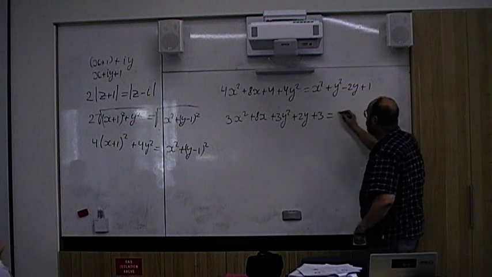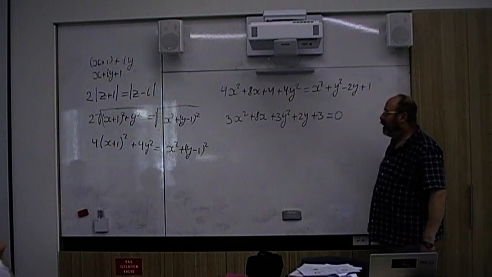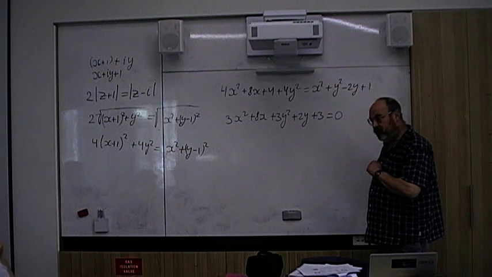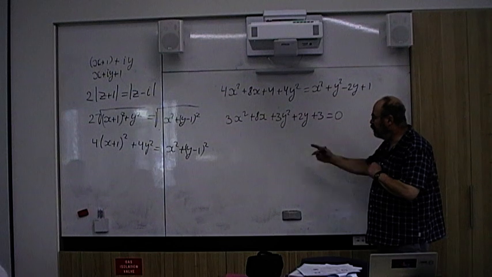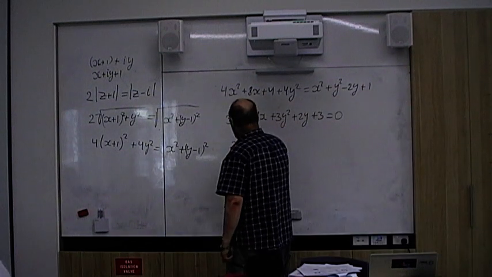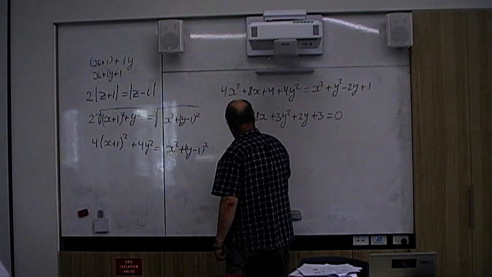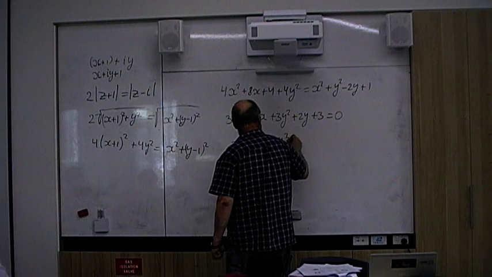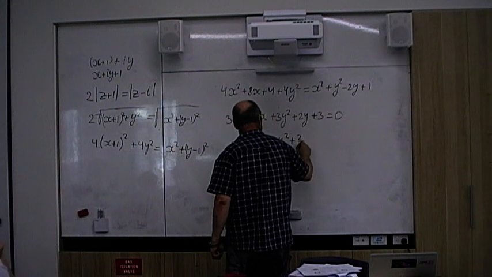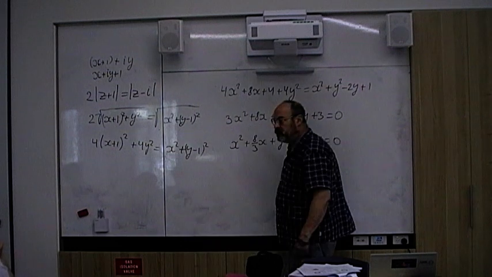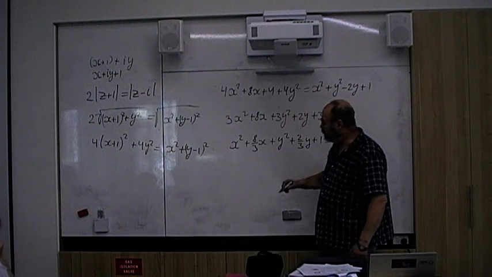4 minus 1 equals 0. And you just complete the square now? Now, let's divide everything by 3 to make x squared and y squared 1. X squared plus 8 on 3x plus y squared plus 2/3 y plus 1 equals 0. And now we complete the square.